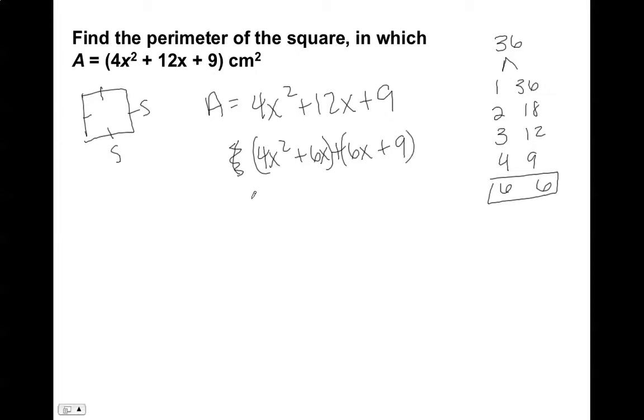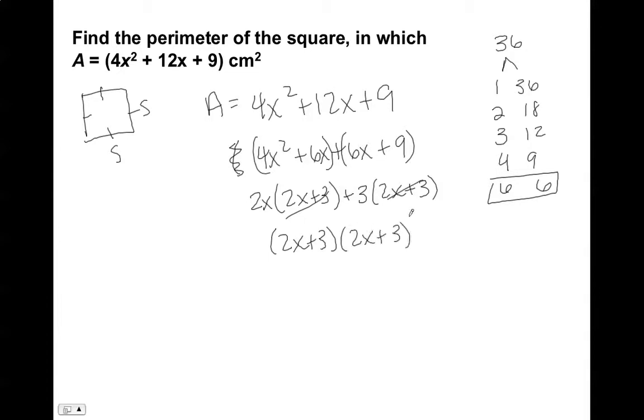In this first group, they have a 2x in common, which leaves us with 2x plus 3. In the second group, they have a 3 in common, which leaves us with 2x plus 3. Now within our two terms, they both have a 2x plus 3 in common, and that leaves us with 2x plus 3. Now this should make sense since the lengths of the square are all the same. So in this case, they're all 2x plus 3.